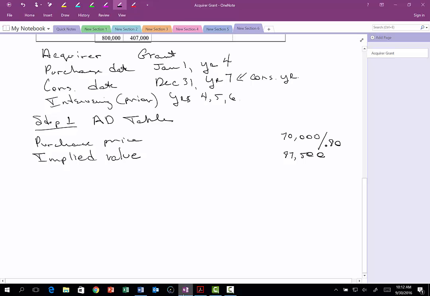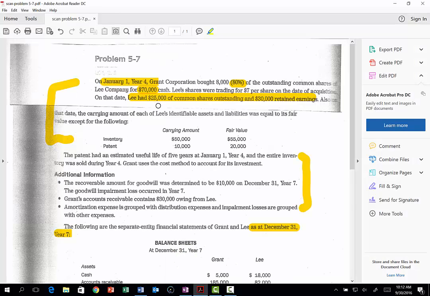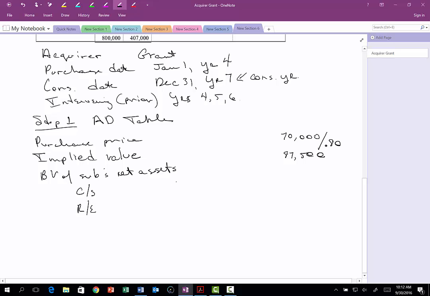All right, so next, allocate to the book value of the sub's net assets. And remember, the sub's net assets are really the assets minus the liabilities. But the shortcut to getting that is just to take the common shares and the retained earnings at the time of acquisition. So we're told in the problem that Lee had 25,000 of common shares outstanding, 30,000 in retained earnings. So common shares of 25, retained earnings of 30,000, give us 55,000.